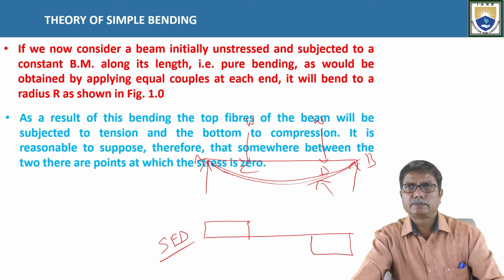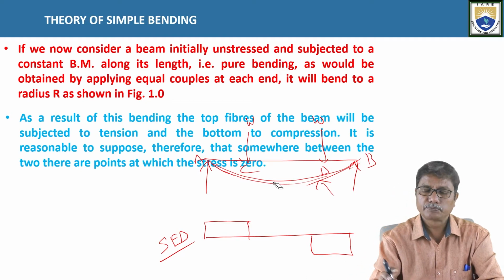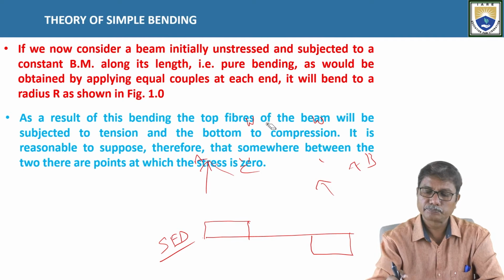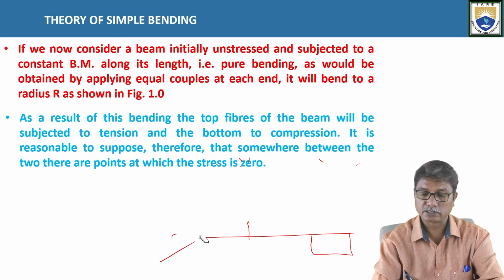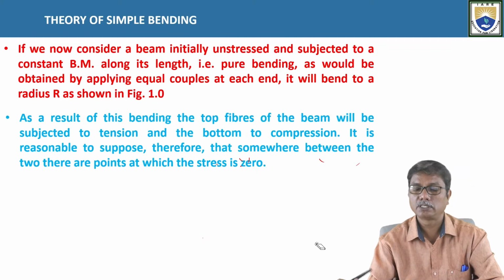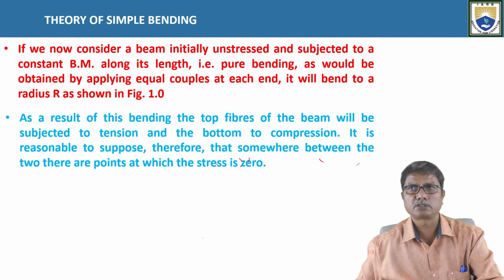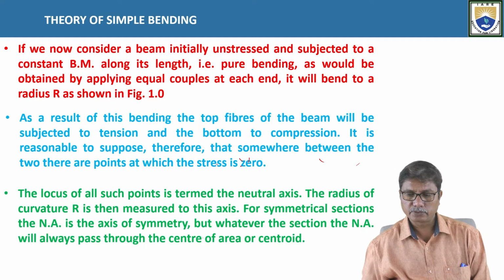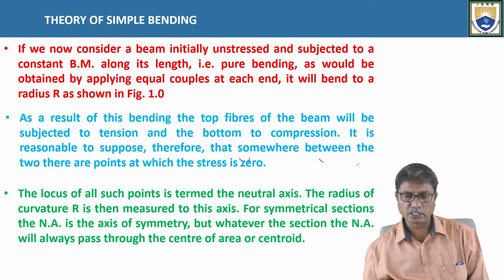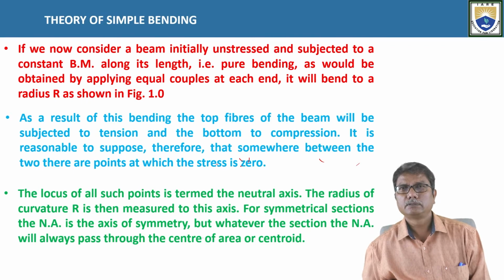As a result of this bending, the top fibers of the beam will be subjected to tension, and that is in case of cantilever. In a simply supported beam, it is opposite. The top fibers are subjected to compression and bottom fibers are subjected to tension. And we have seen what is neutral axis actually. It is the line of intersection of the neutral layer with the cross section of the beam.